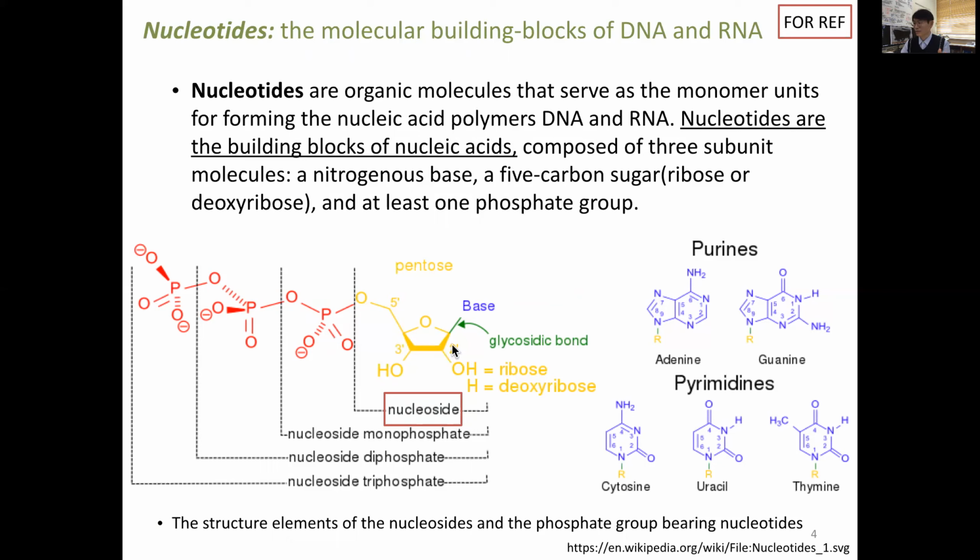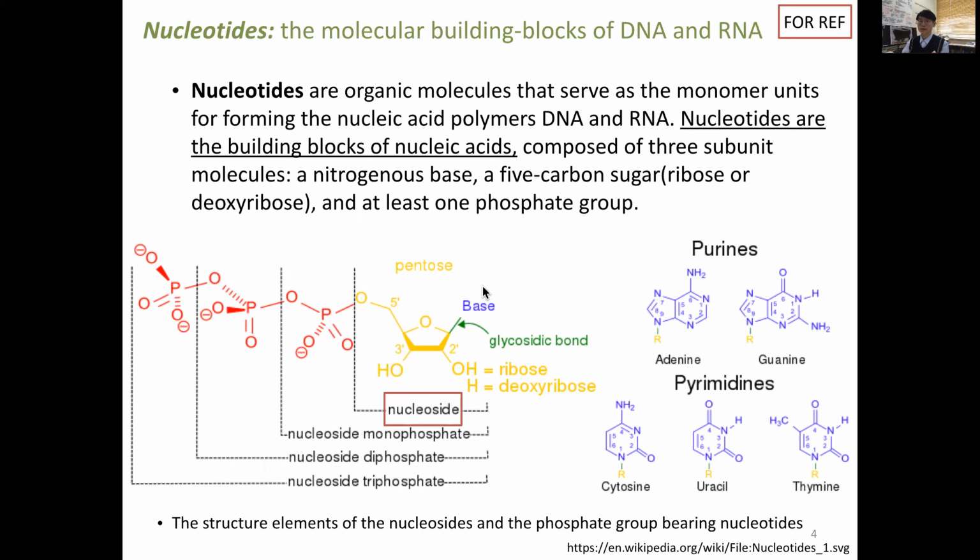And you can see here, at carbon number 2, if it's OH, that is ribose. And if there's no oxygen, that's deoxyribose, and then it becomes a DNA subunit. And there is at least one phosphate group. You can see here 1, 2, 3 phosphate groups. Without the phosphate group, the molecule is called a nucleoside. And this is a nucleoside monophosphate, diphosphate, and triphosphate.